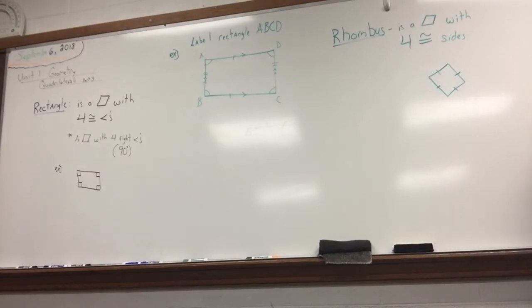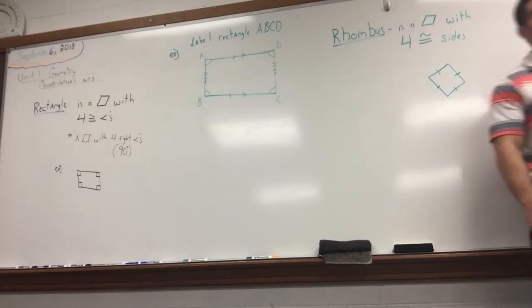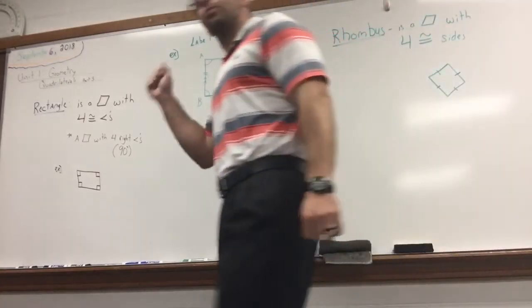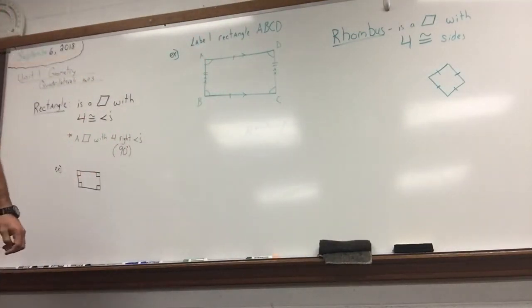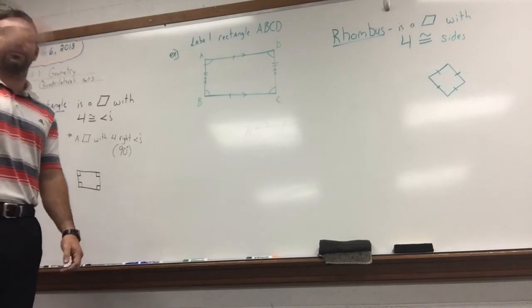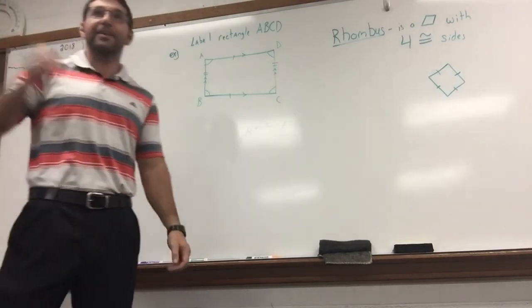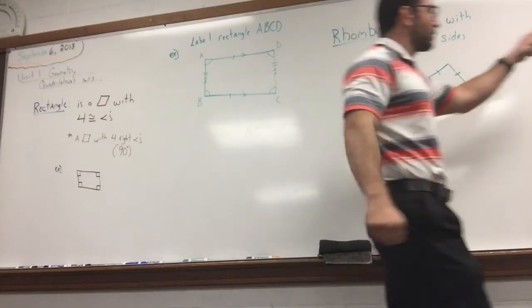A square is always a rhombus. A square is always a parallelogram. A square is always a quadrilateral. Everything we know right now from all of those other figures are true for a square. We know a square has four angles that have to add up to 360. We know a square has 4 right angles.